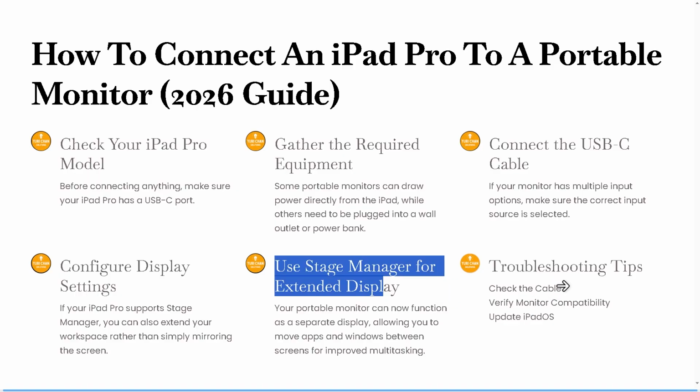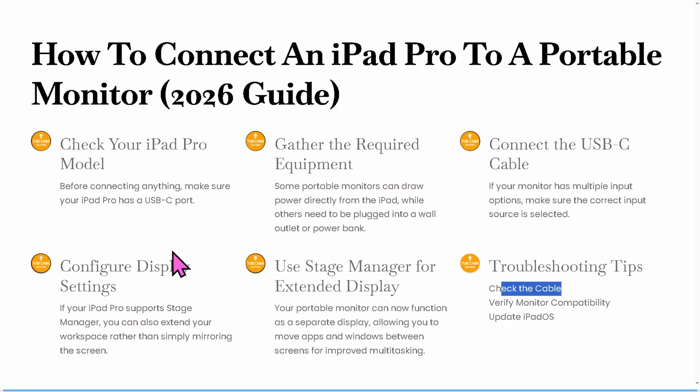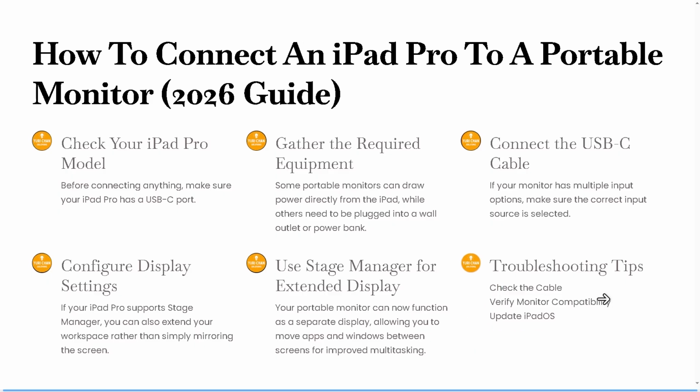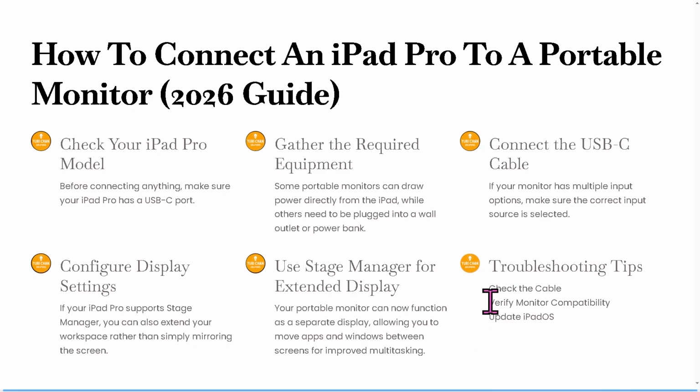Now, I'm going to share some troubleshooting steps if your portable monitor isn't working. Number one is checking the cable. Not all USB-C cables support video output, so you need to try a certified USB-C cable that supports data transfer and video.